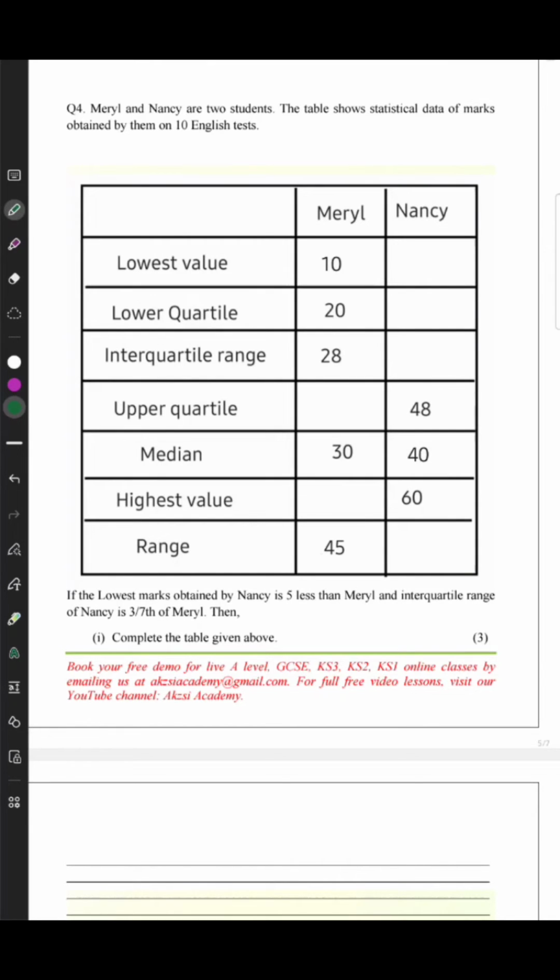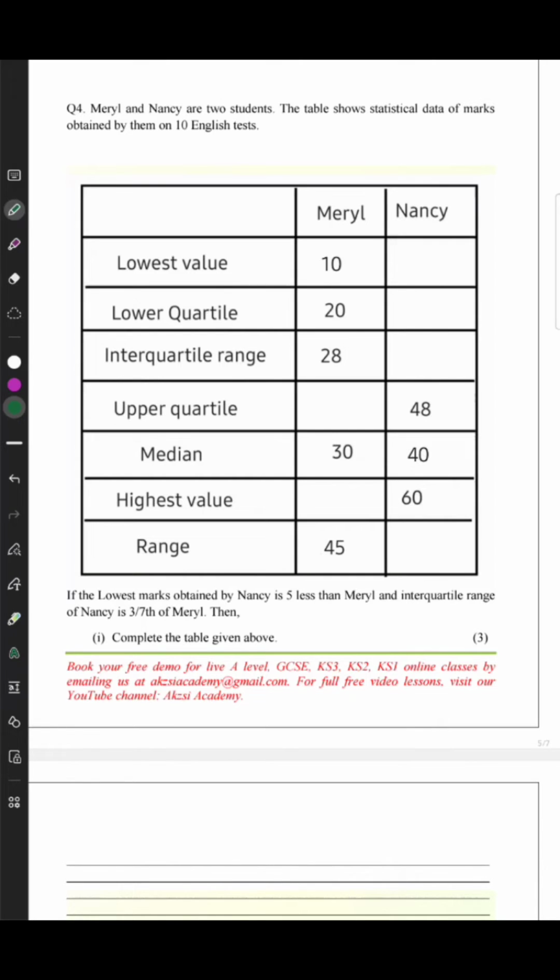Now, question 4 says, Meryl and Nancy are two students. The table shows statistical data of marks obtained by them on 10 English tests. And this is given. And also down there it's written, if the lowest marks obtained by Nancy is 5 less than Meryl and the interquartile range of Nancy is 3/7 of Meryl's, then complete the table given above.